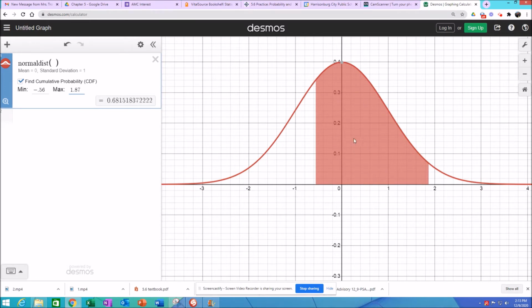Okay, part C, number two, we want the area less than 2.46. So 2.46 here, and less than would be down here. So I'm going to go from negative infinity. So I just put negative infinity in it, and 2.46. So we're starting at 2.46, and less than that is 0.993.